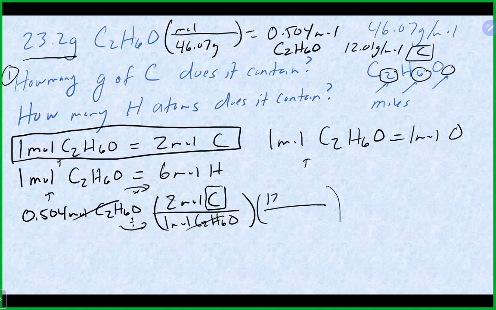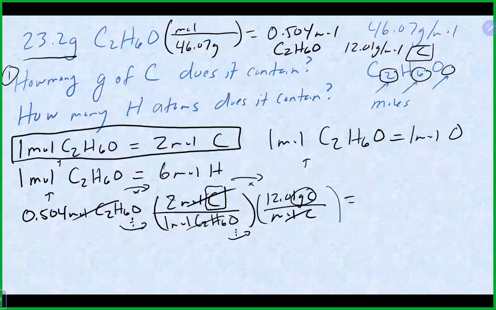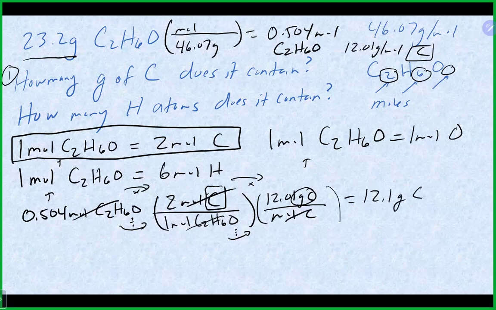And we are going to put the grams up on top so that we end up with grams, and it's going to be a mole of carbon. Once again, continue to multiply and divide. Moles of carbon will cancel. We're now left with grams. And that will tell us that, if we use the rounded number from the previous problem, 0.504 times 2 times 12.01, we get in the ballpark of 12.1 grams of carbon in this particular case.